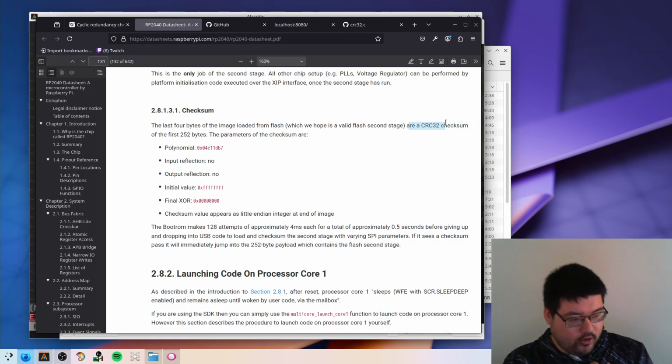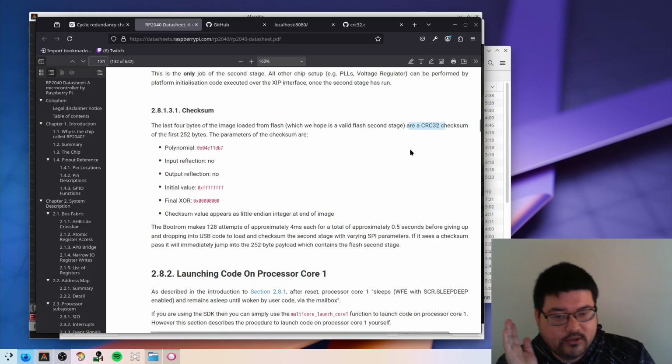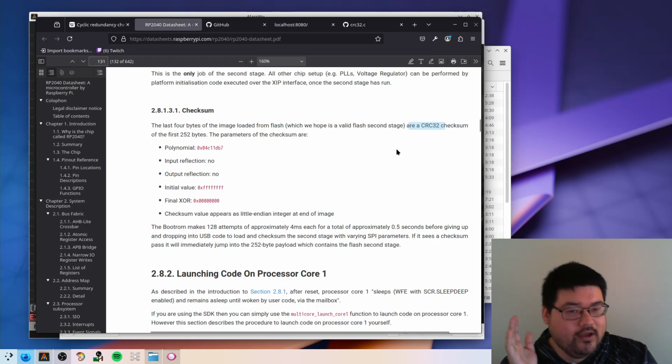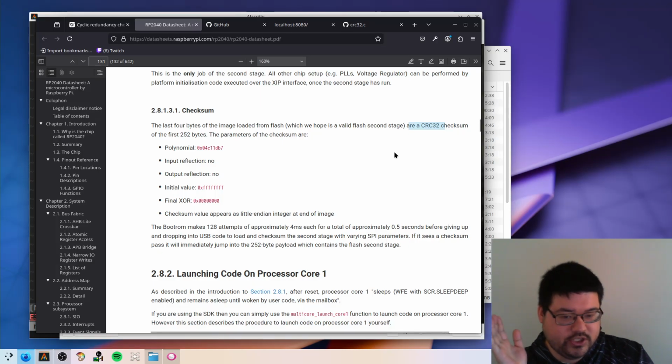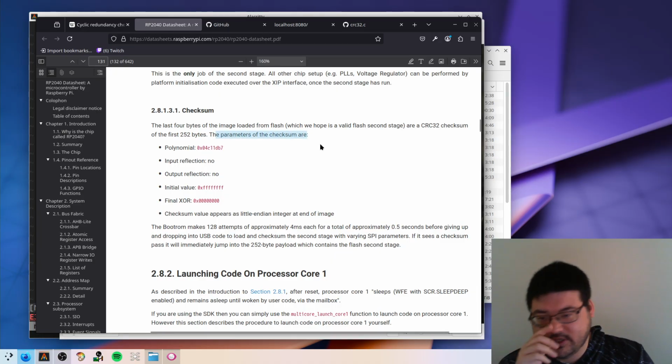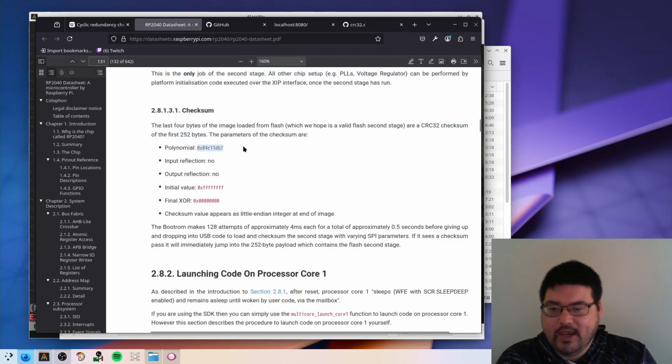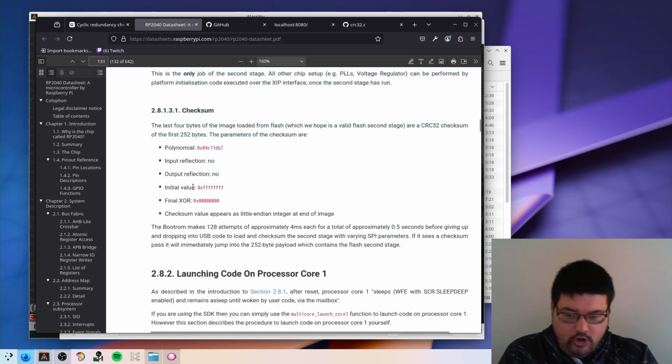And so the SDK would normally do this for you, right? But we, doing things the hard way, go out of our way to try to do this CRC checksumming of the bootloader ourselves. And you look at this and it says the parameters of the checksum are: polynomial, some hex number, input reflection, yes, output reflection, no, initial value 0xFFFFFFFF, final XOR 0.